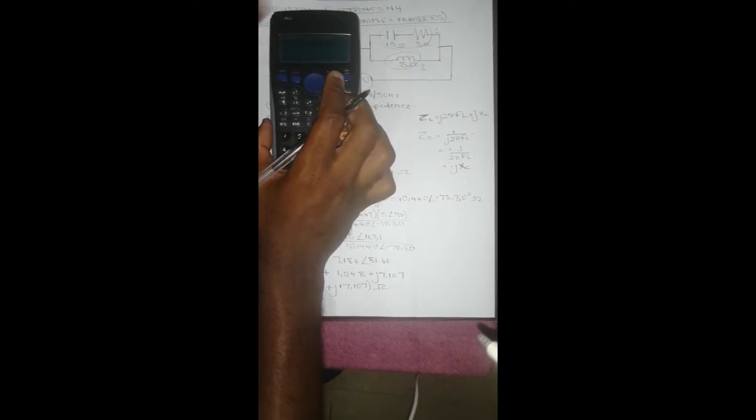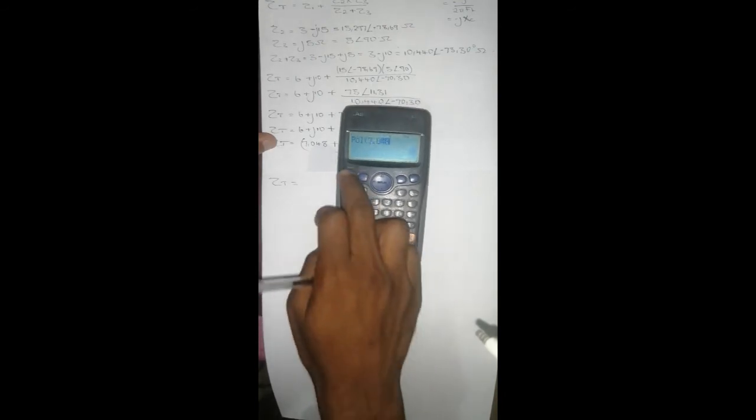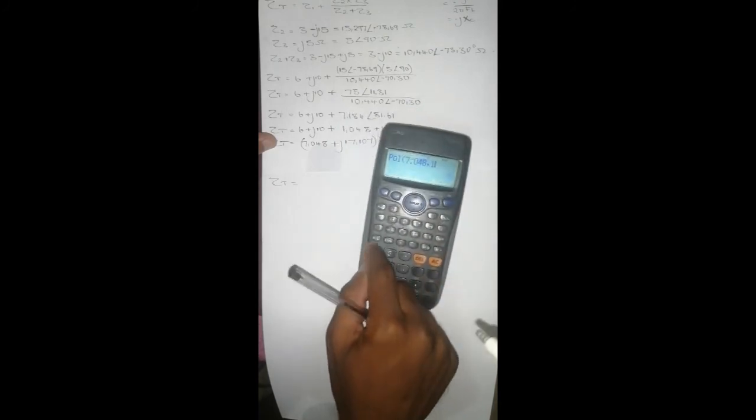We are also told to calculate the total current. To do that, we convert ZT to polar and then calculate the total current. Converting to polar, we say shift pol, 7.048 shift comma 17.10. This gives you 18.50 angle 67.661.